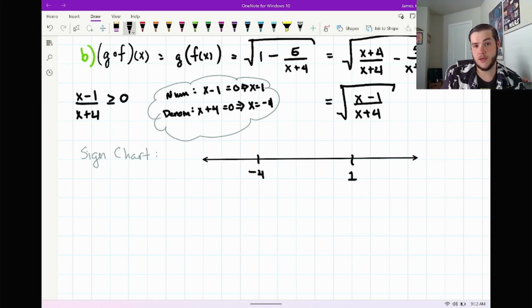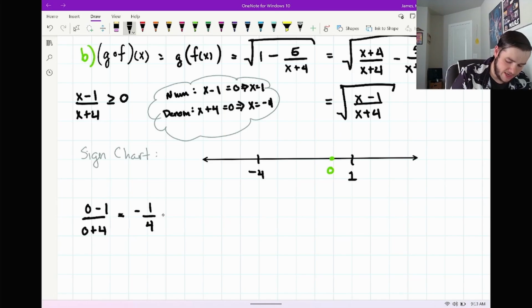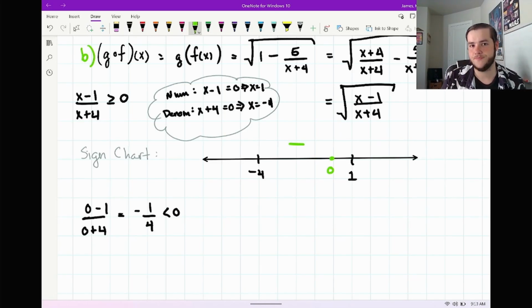And what I know is the function is only going to change sign at these zeros, potentially. So all I need to do is just check something on each piece of the number line to see what the sign is. For example, if I check, I guess it would be more over here, at 0, when I plug in 0, I get 0 minus 1 over 0 plus 4, which is going to give me negative 1/4. That's a negative number. So I know in this whole region, it's negative.